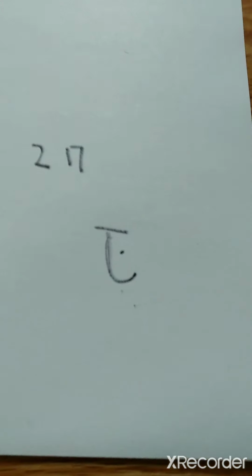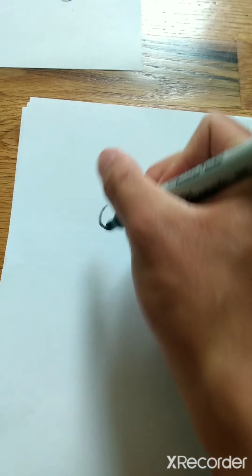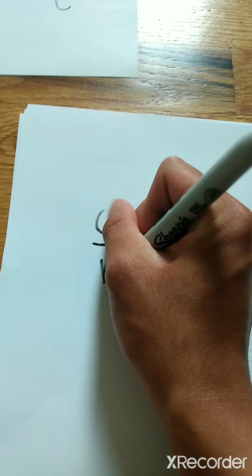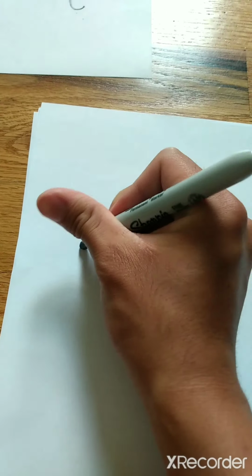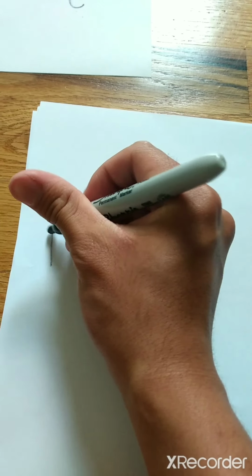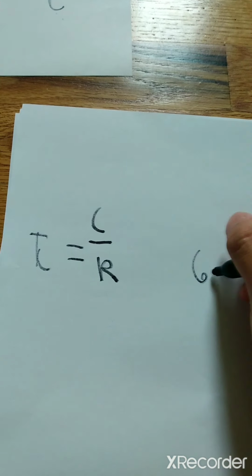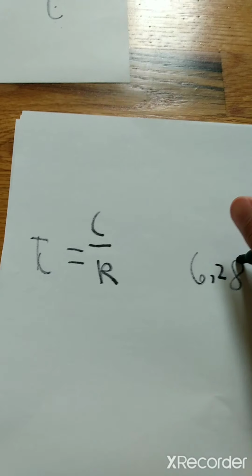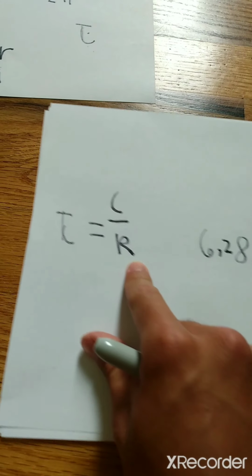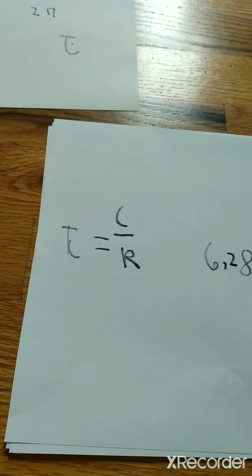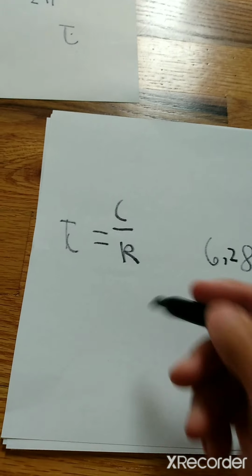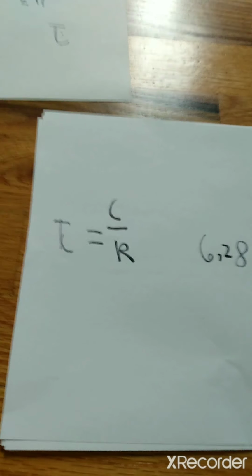So, with tau, when we do the circumference divided by the radius instead, we're going to get an answer of tau, or 6.28. We use the radius in a lot of things that have to do with circles and geometry.